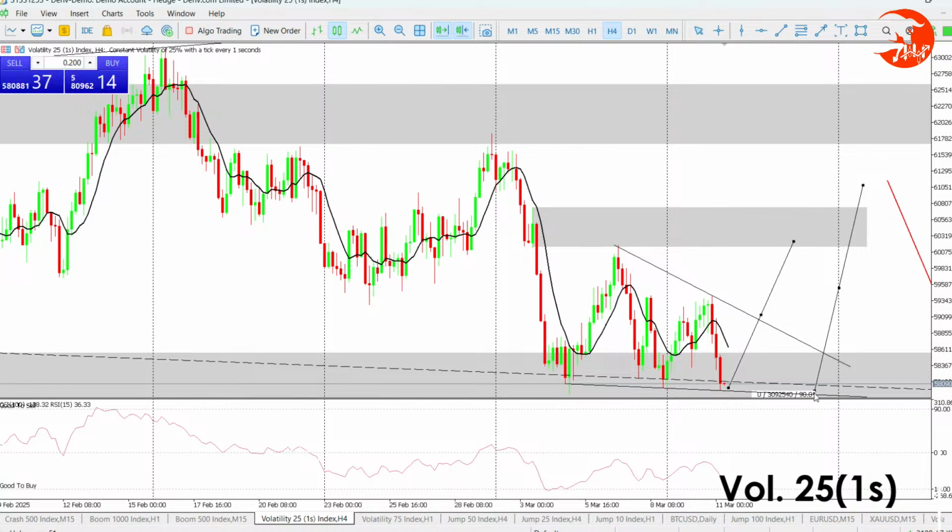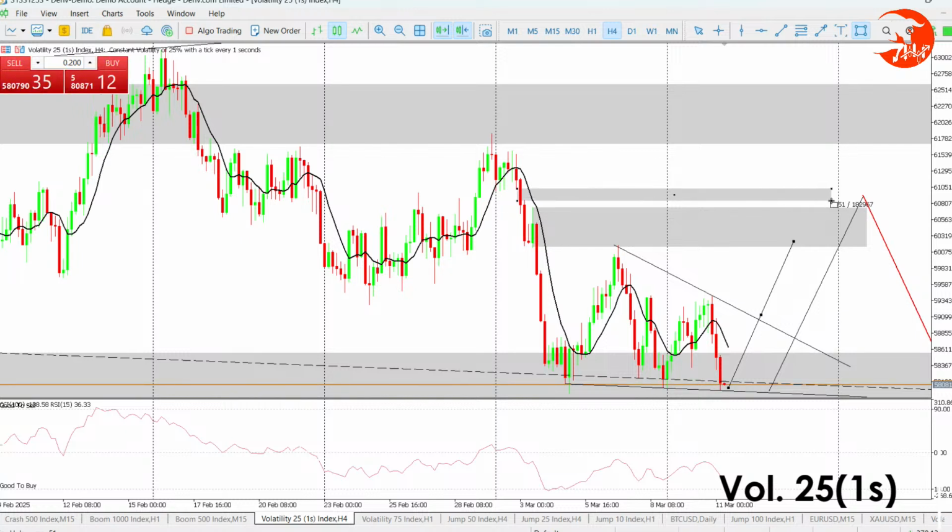So for now, this move right here is there's another order block right here. Another fair value gap right there, right about here.